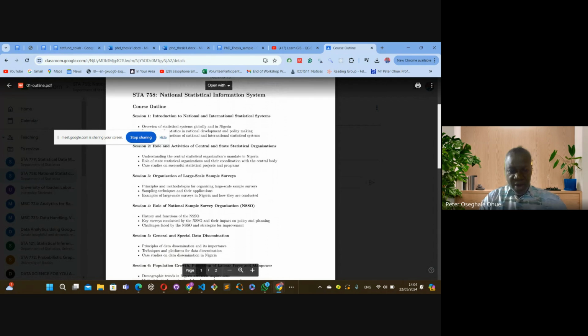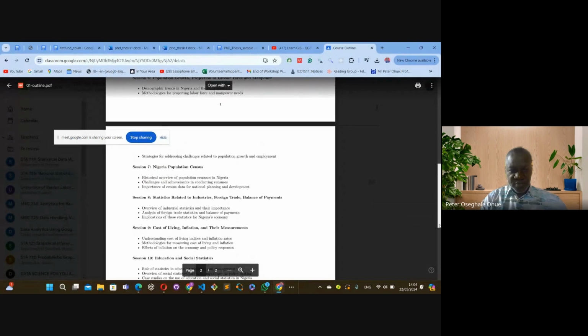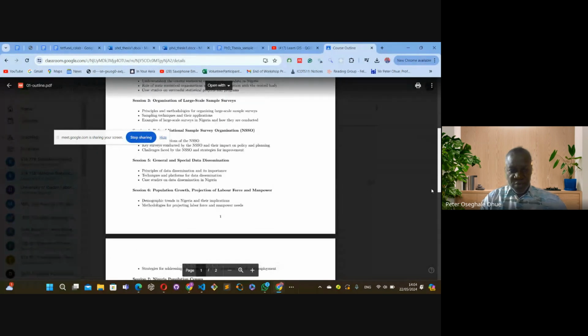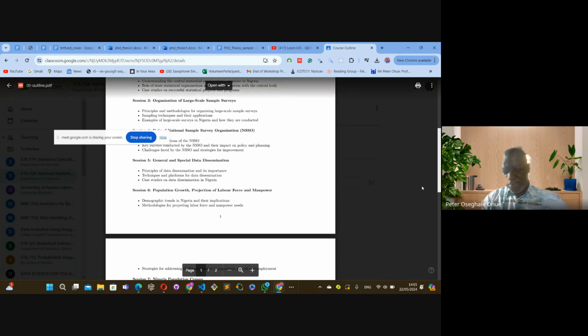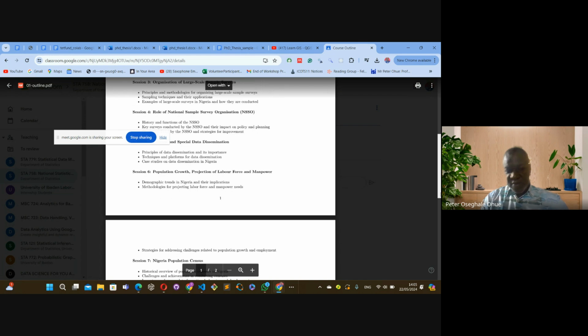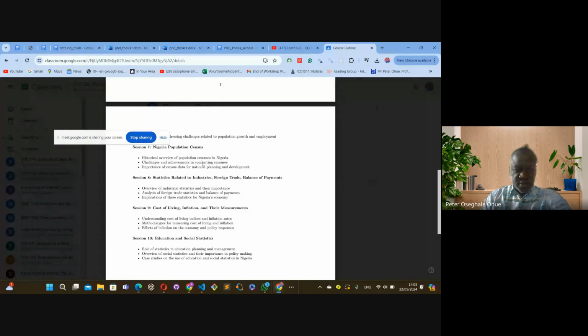There are 10 sections. We've done sections 1 to 5. Today we should be looking at population growth, projection of labor force and manpower. At the end of the day, we'll be left with Nigeria population census, statistics related to industries, foreign trade and balance of payment, cost of living, inflation and their measurement, and education and social statistics.